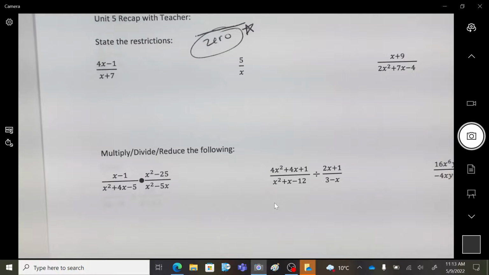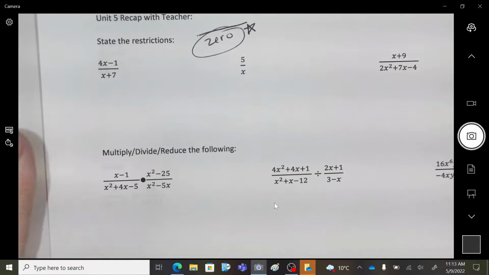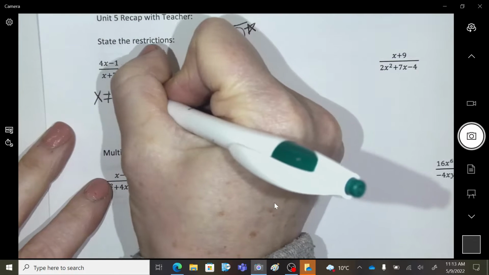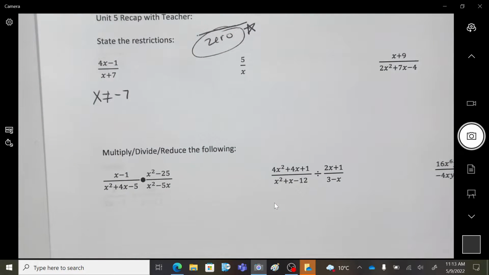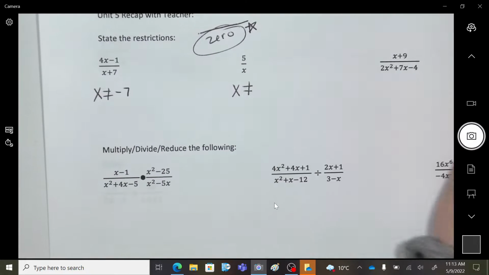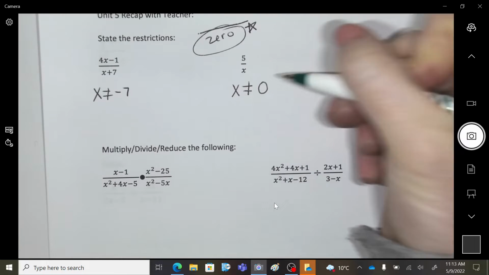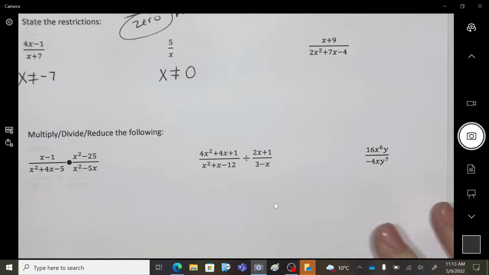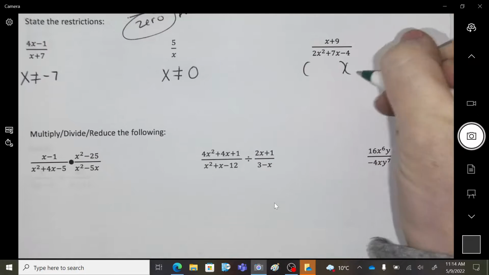Okay, so what is it that I do not ever want x to be on the first one? I don't want a -7, right? Because then that makes that bottom 0. Number 2, I don't want x to be a 0, because then it would make the bottom 0. Okay, on the third one, I don't know yet. I have to factor first.